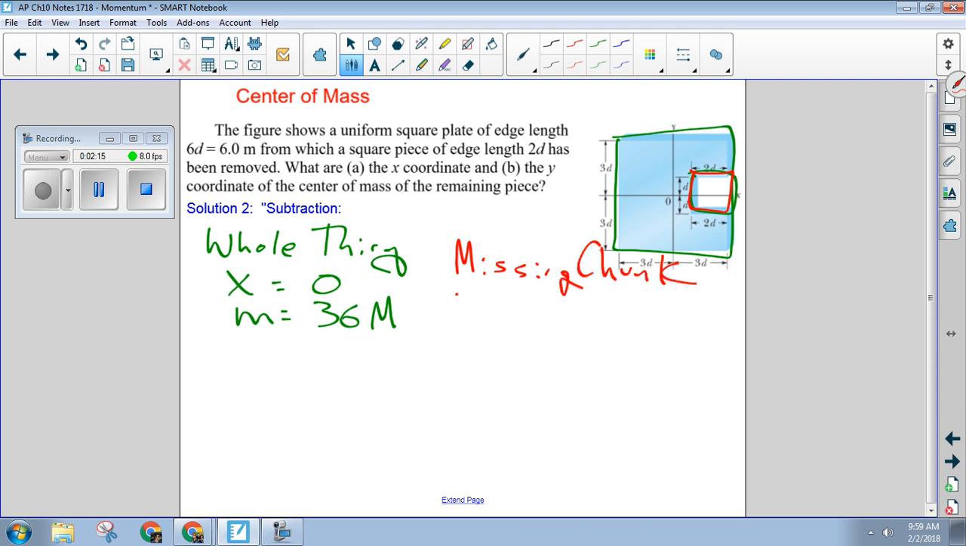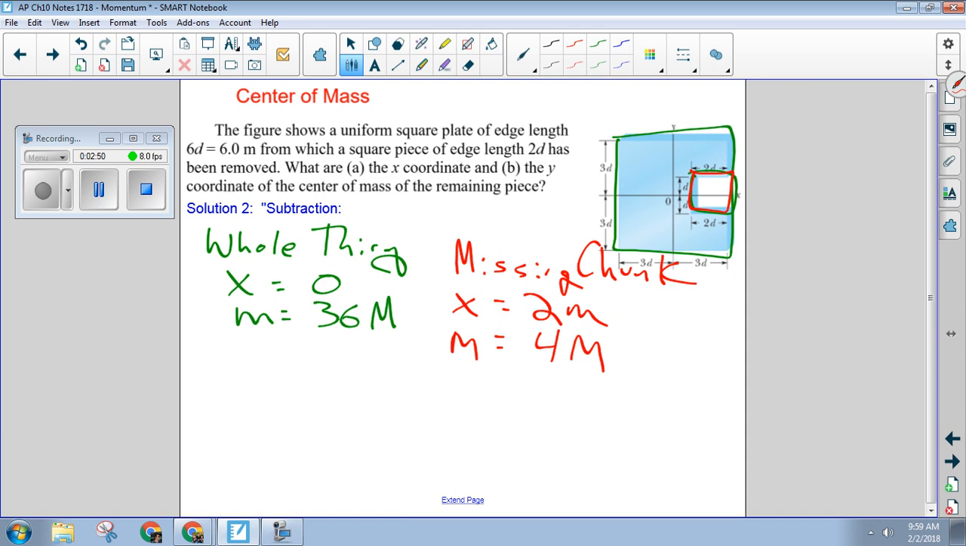All right, now, let's do the missing chunk. Where would the center of mass for that missing chunk be? Well, you guys tell me. 2, right? Because d is 1 meter. And then what would the mass of that missing chunk be? Well, the area is 2 times 2, so 4, right? Follow?